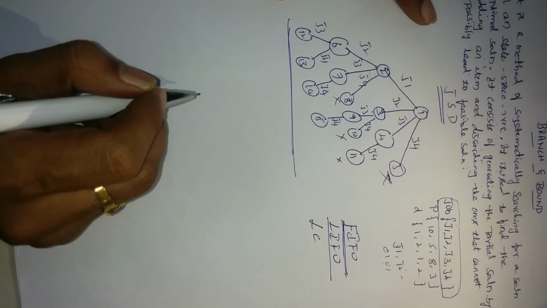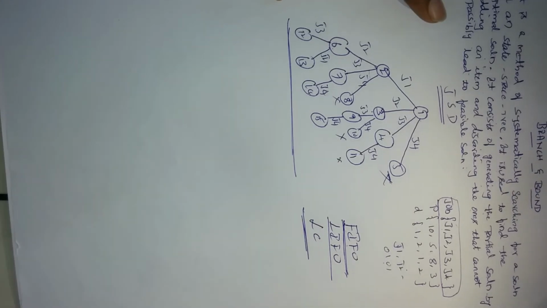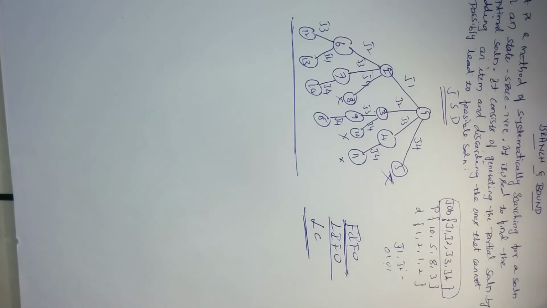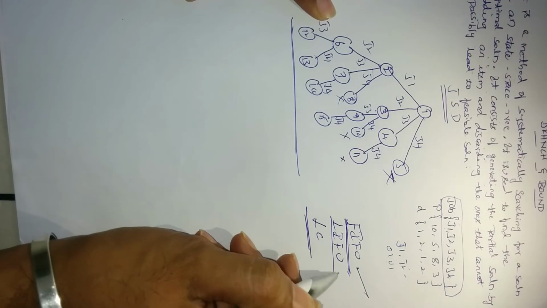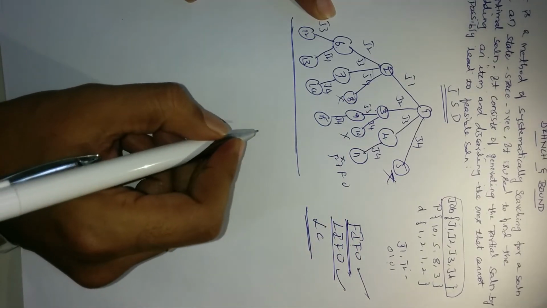Next, the last in first out method. We are using a last in first out method. Next I will show how to solve a last in first out method. And finally, another one is the LC method. LC means least cost method. This is the FIFO method. Now I will discuss LIFO.